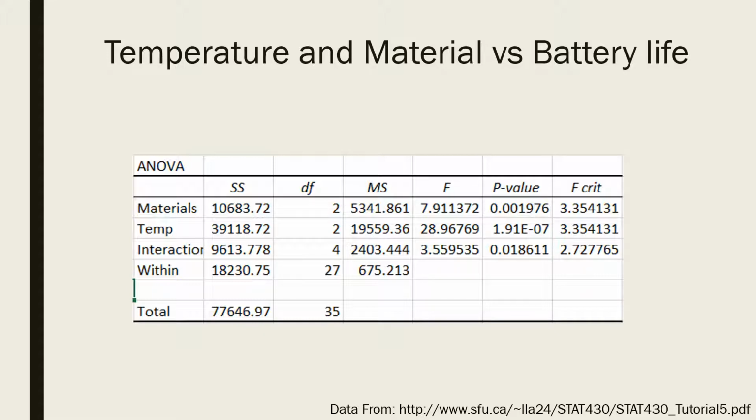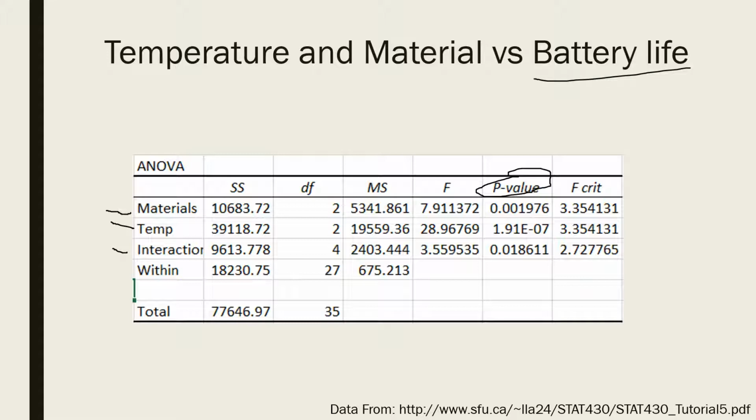This output gives us the sum of squares, degrees of freedom, MS, F statistic, and p-value. What we're mainly interested in is this p-value, from which we can tell if the interaction between the independent variable and the dependent variable is statistically significant or not. If this value is less than 0.05, or whatever alpha level we set, then we can say that the effect that the corresponding independent variable has, like materials, temperature, or the interaction between materials and temperature, on the dependent variable, which is battery life, is statistically significant.